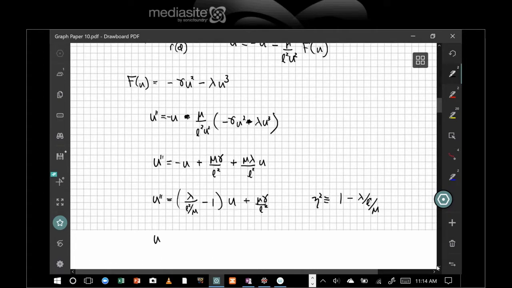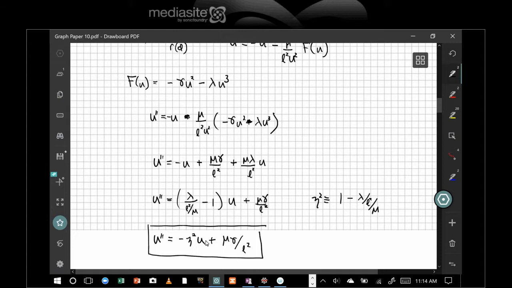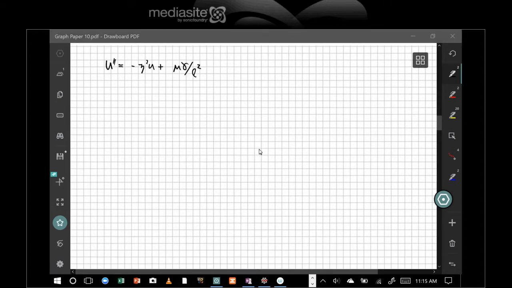And so now I'm going to get a differential equation that looks like this. Okay, u squared. So this again looks very similar to what we had before. Okay, so that's my differential equation. And again, it looks like simple harmonic motion. So let's solve that differential equation on the next slide.